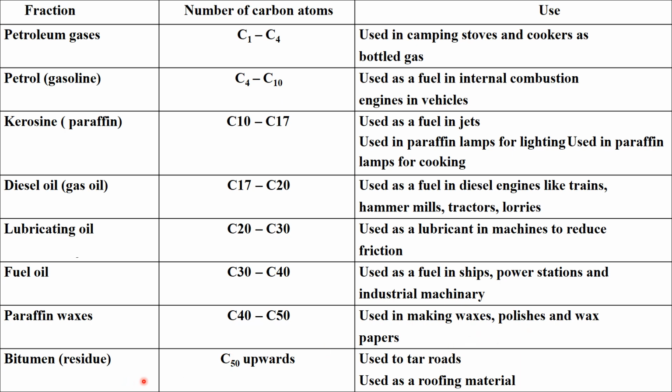Then of course we have paraffin waxes, which are used in making waxes, polishes, and wax paper. Then finally bitumen, the one with the highest boiling point, used to tar roads and as roofing material. So when they are making a tarmac, that sticky substance is bitumen.